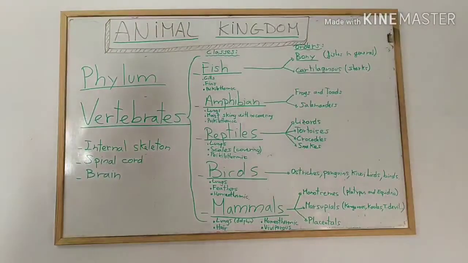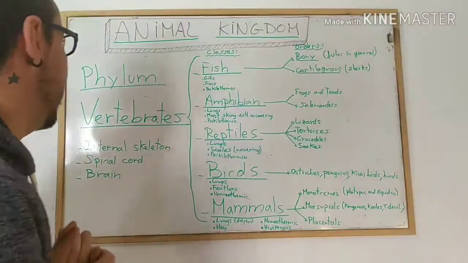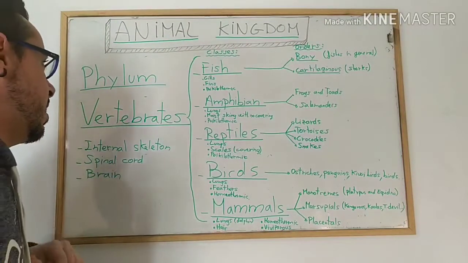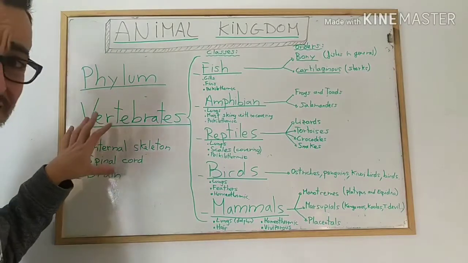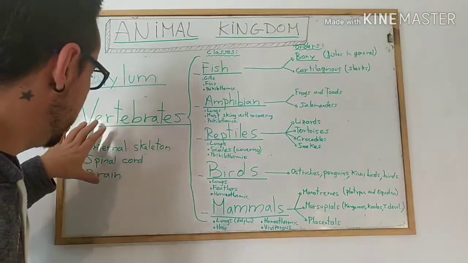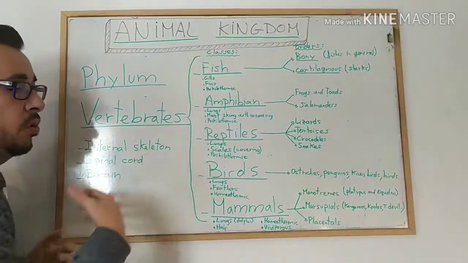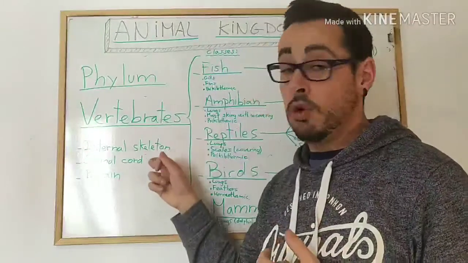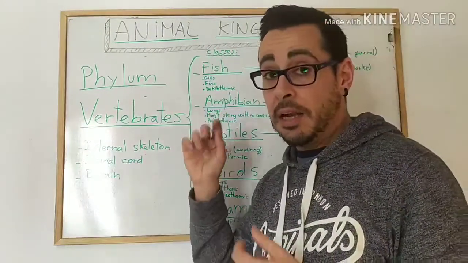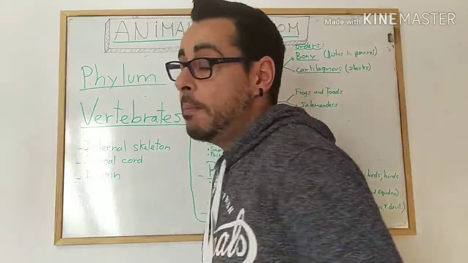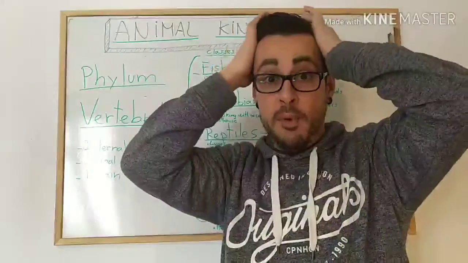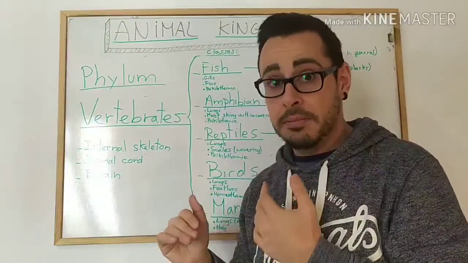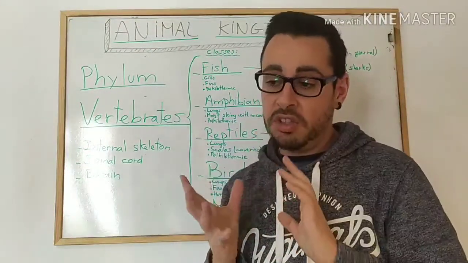Okay, so here we are going to learn the last phylum of the animal kingdom, which are the vertebrates, okay? The characteristics of this phylum is that we have an internal skeleton made of bones, and a spinal cord, or spinal column, and we have a brain. The other animals we've seen before, the invertebrates, haven't got a brain.